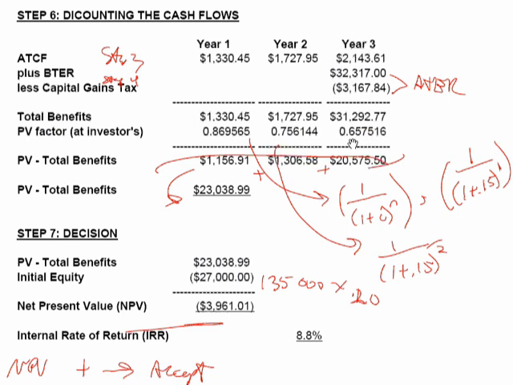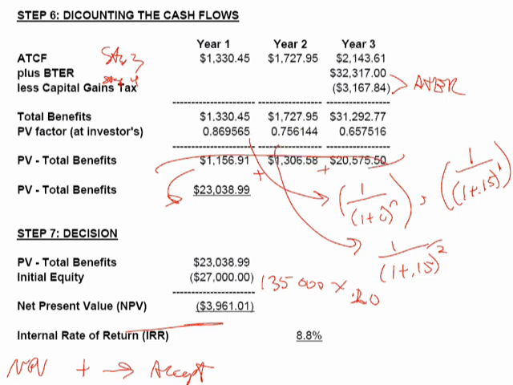That gives us a 0.657516 discount rate for $1. Multiply times $31,292, and that gives us the present value of $20,575. Now add up the present value of the total benefits for years 1, 2, and 3, and that should equal $23,038.99. So that's the present value of the total benefits.